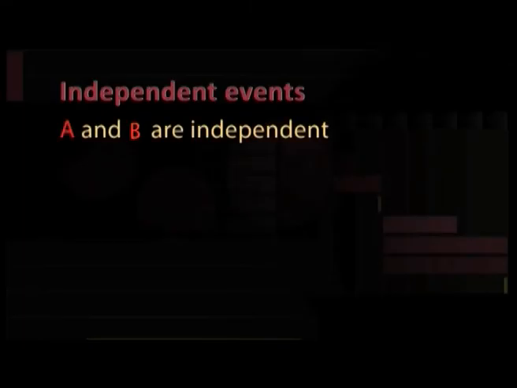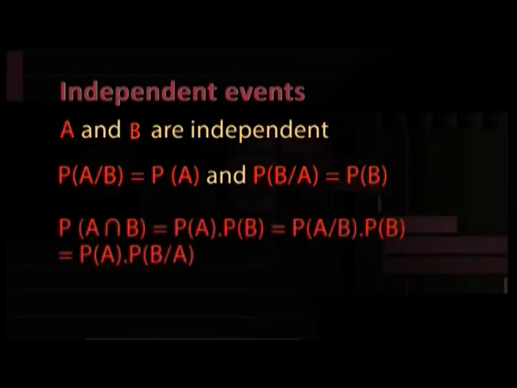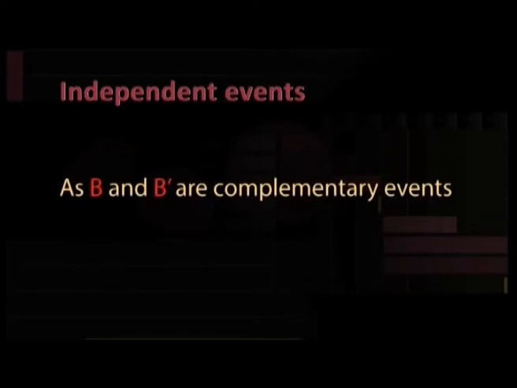If A and B are two independent events, then the probability of simultaneous occurrence of A and B is given by probability of A given B is equal to probability of A, and probability of B given A is equal to probability of B. Also, probability of A intersection B is equal to probability of A into probability of B, which is equal to probability of A given B into probability of B, which is equal to probability of A into probability of B given A.